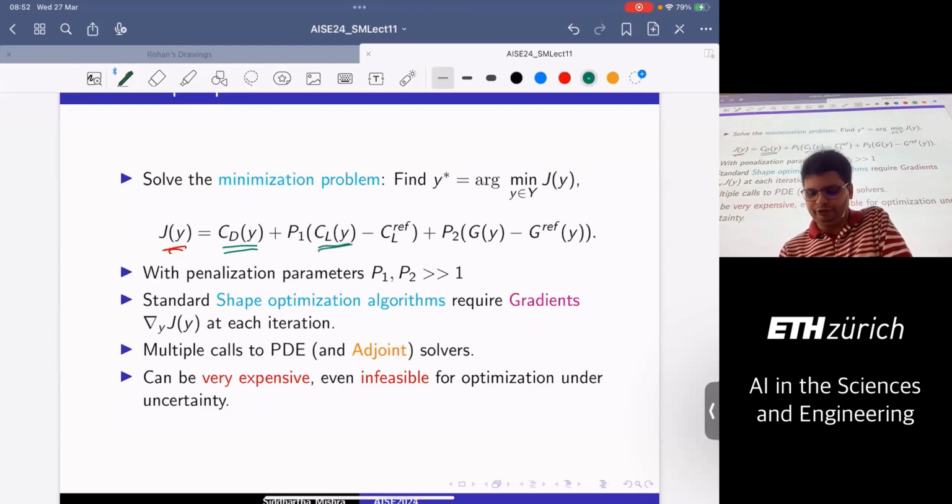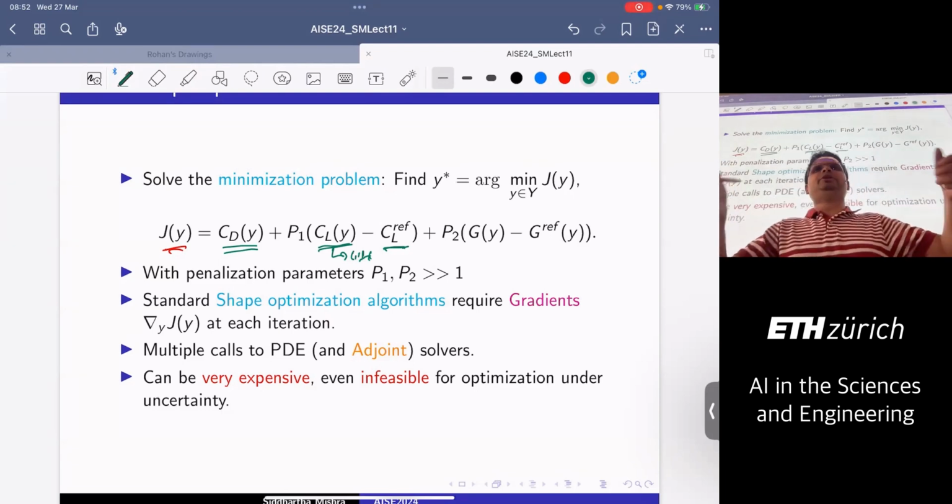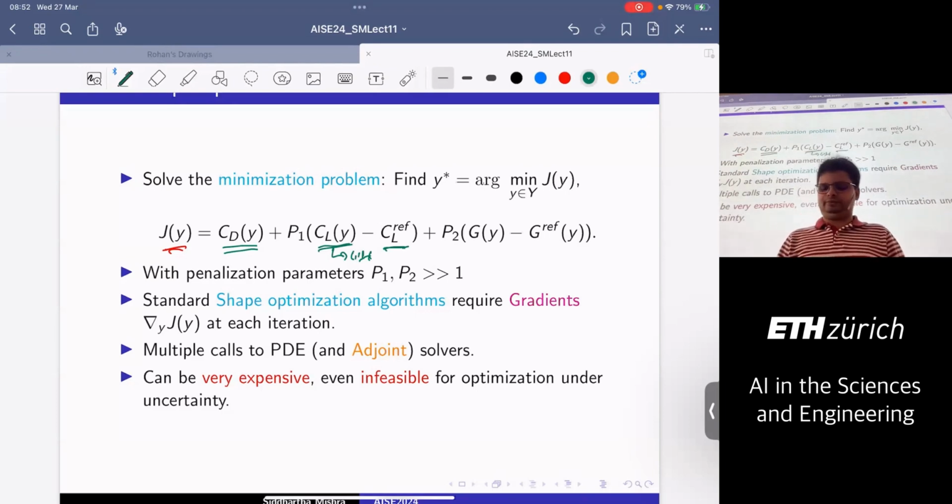So this is the lift coefficient. Okay, this is the lift coefficient, and this is the reference lift. We want to keep it constant. So we have some penalty parameter, which is, let's say, 1000. 1000 means that I really penalize strong deviations from the lift. And similarly, these are what are called structural conditions.